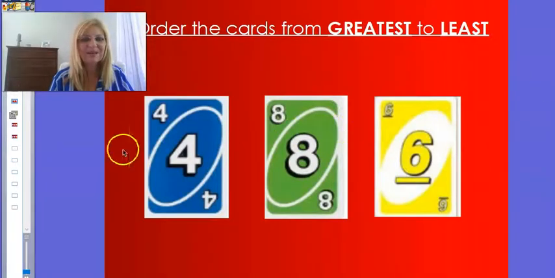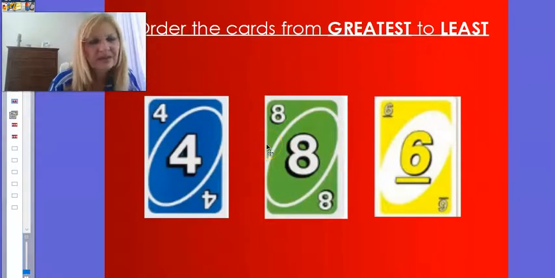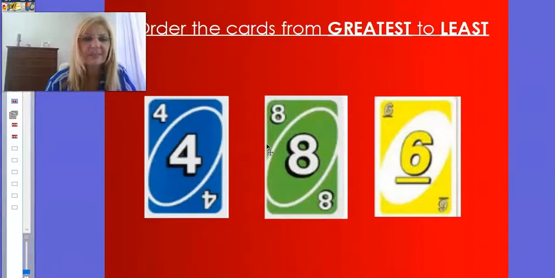You want to try one more? Uno cards again. If you have some Uno cards, you could use those too. That'd be great to do that. Get 3 cards and then put them in order. Which is the biggest, the greatest? We're going from the greatest to the least. Which one of these numbers is the biggest?